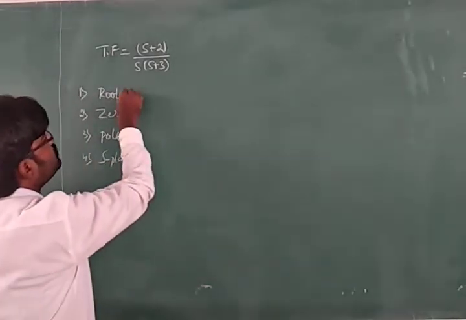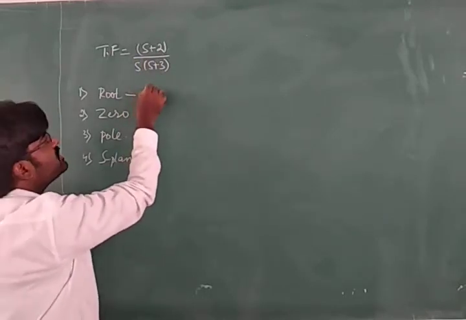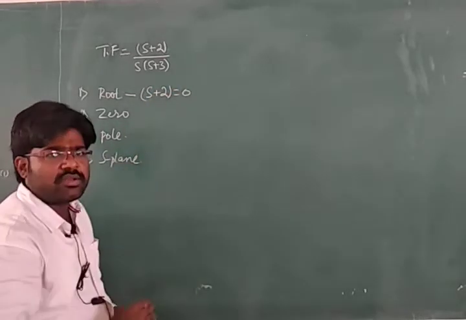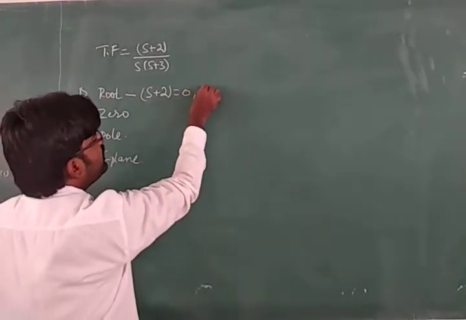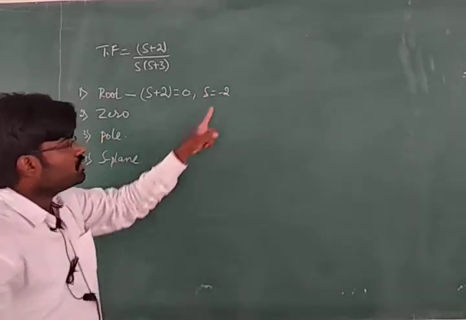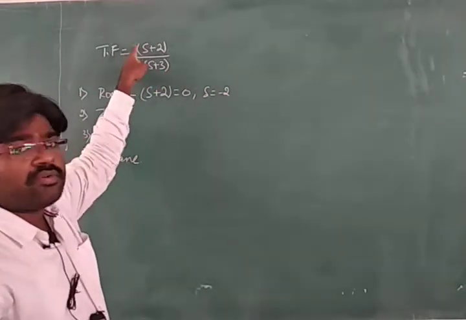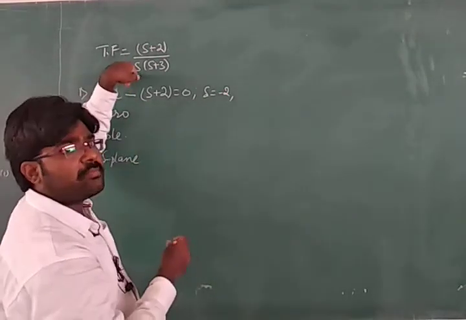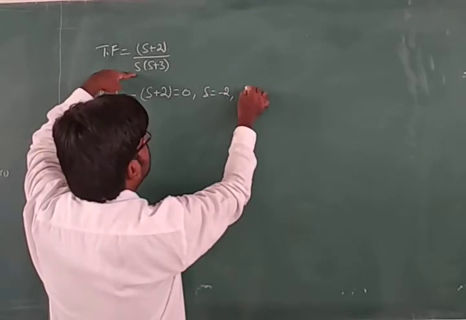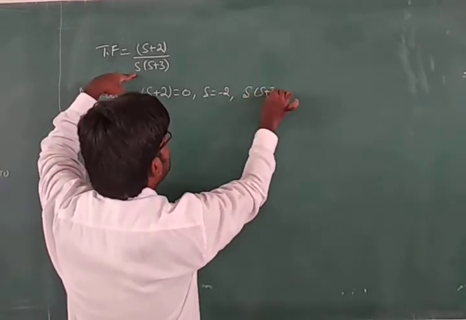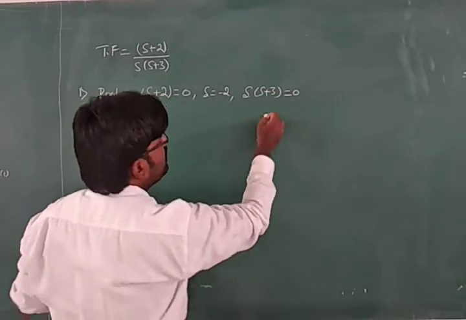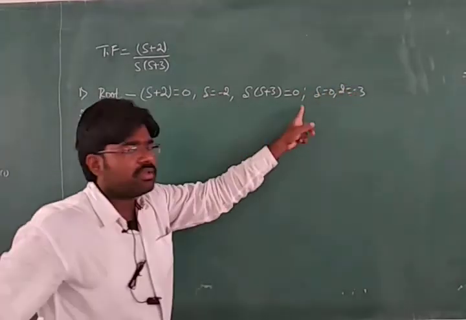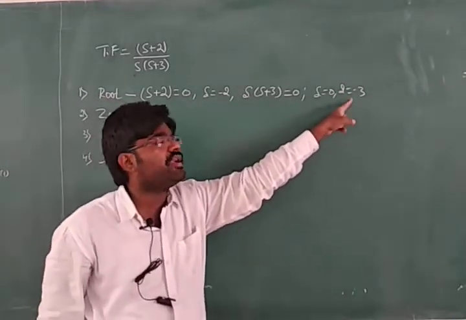See here. The numerator has S plus 2. Equate that S plus 2 to 0. Then what is the value of S you are going to get here? S is equal to minus 2. So S is equal to minus 2 is the root of the numerator. Then in the denominator part, S into S plus 3 is equal to 0. So here what is the value of S? S is equal to 0 and S is equal to minus 3. So the denominator has two roots, at S is equal to 0 and S is equal to minus 3.